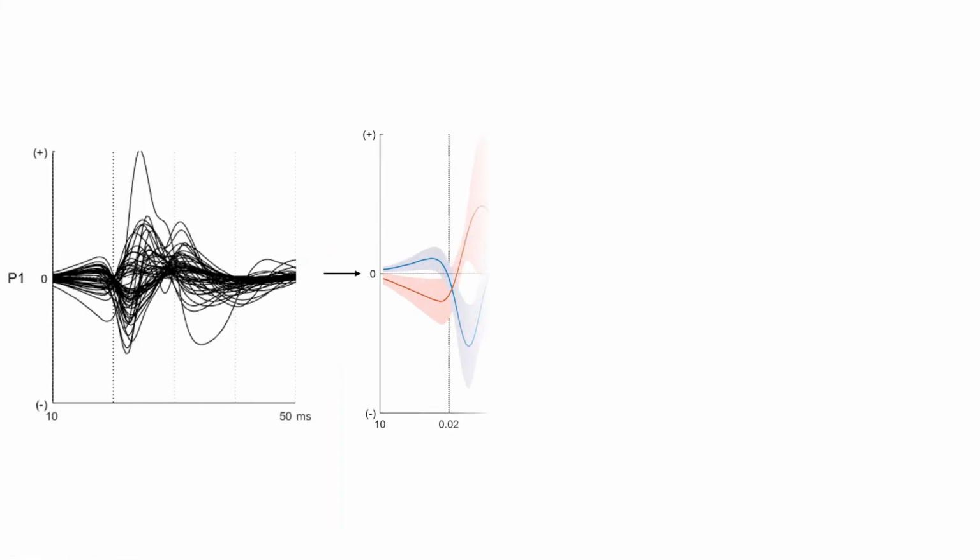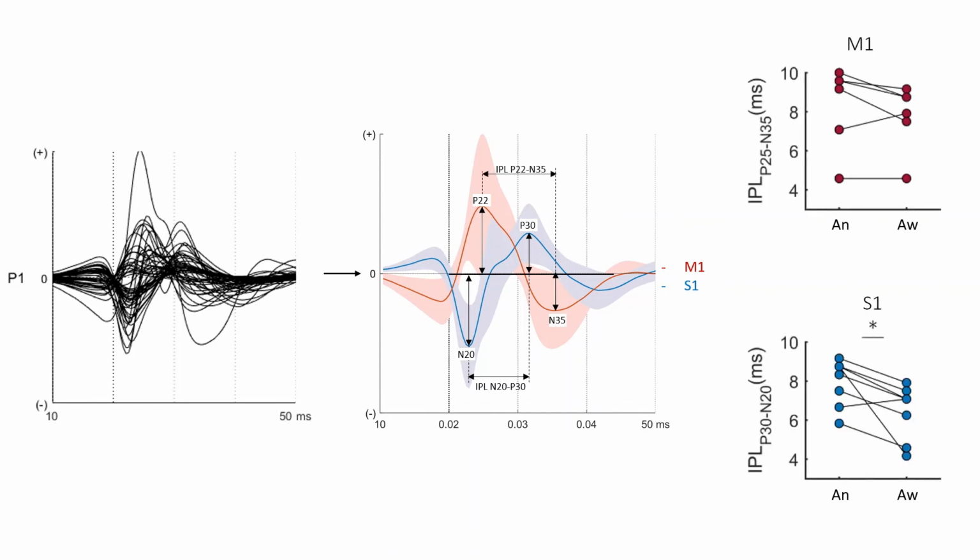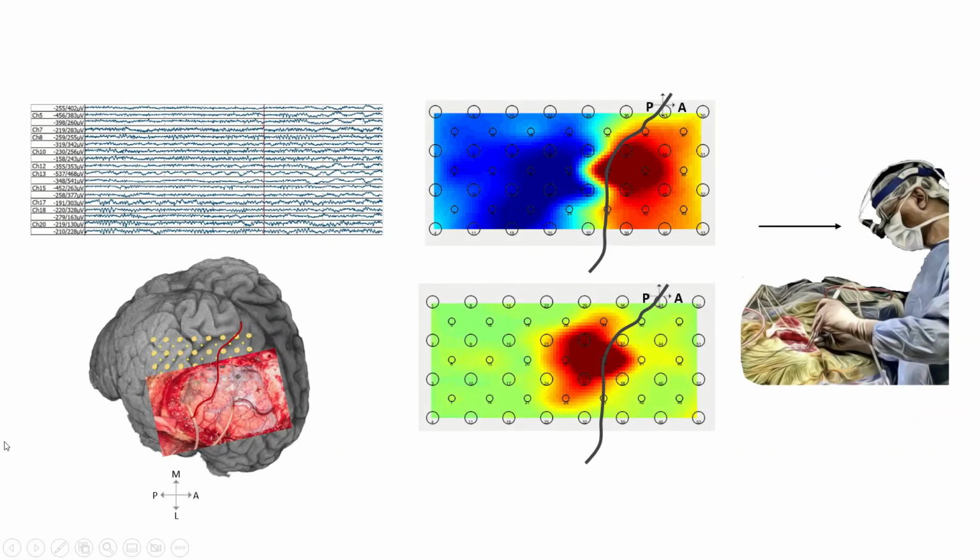We also evaluated the peak latencies between the conventional N20, P20, and subsequent P30, N35. While we did not see a significant difference in M1, the IPL showed a significant difference in S1 between anesthetized and awake states. The SSEPs can not only be used to map the sensorimotor area in real time and in a short time in the OR, but it can be used to assess the level of consciousness.